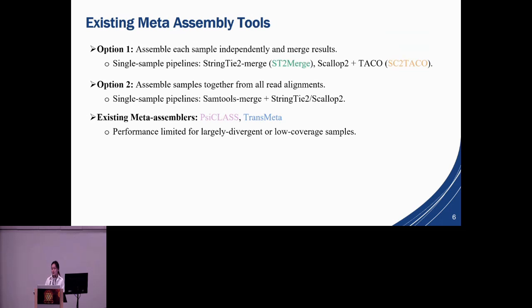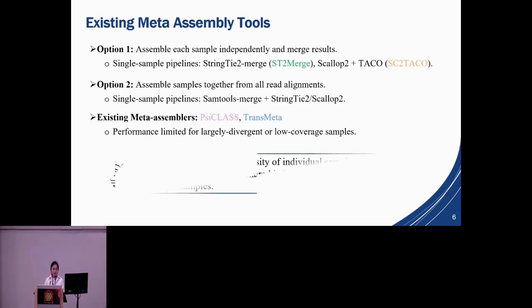There are some existing single-sample pipelines based on these two options, such as StringTie2 with its merge option and Scallop2 plus TACO. In contrast to single-sample pipelines, there are also some meta-assemblers like TransMeta and CLASS. They decompose their specialized combined graph using the shared information. However, these existing meta-assemblers have limitations under certain conditions, such as in the scenario of largely divergent samples or low coverage samples.